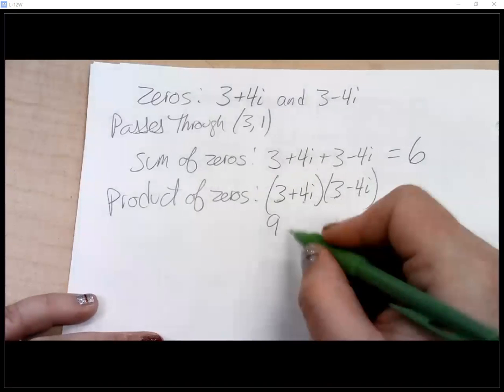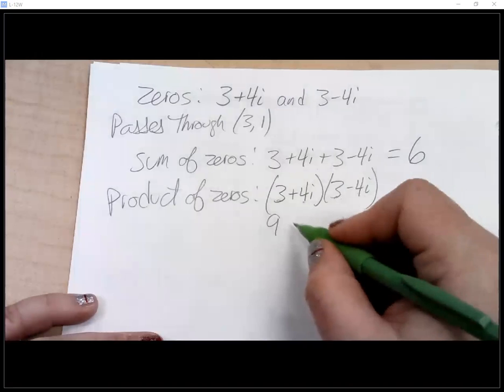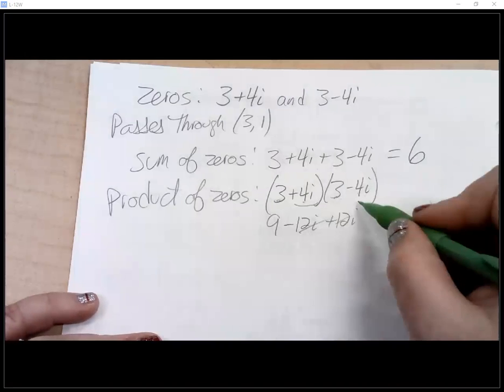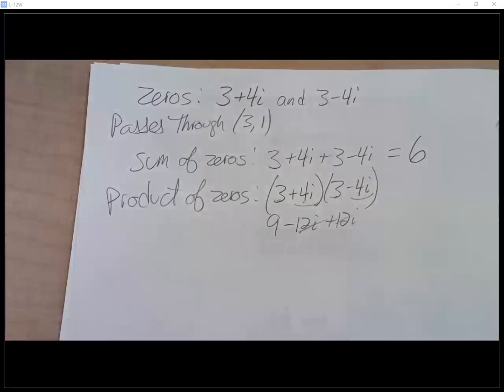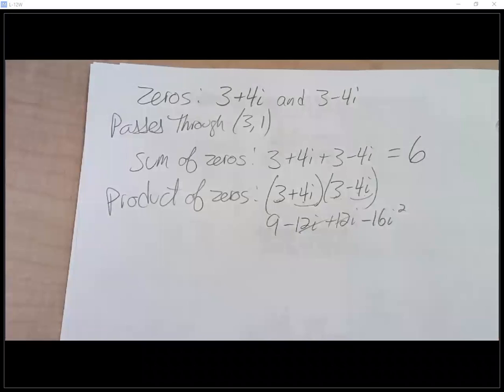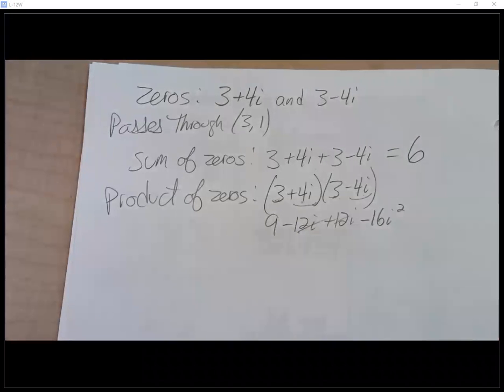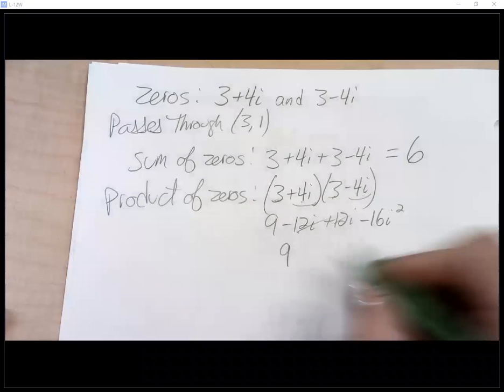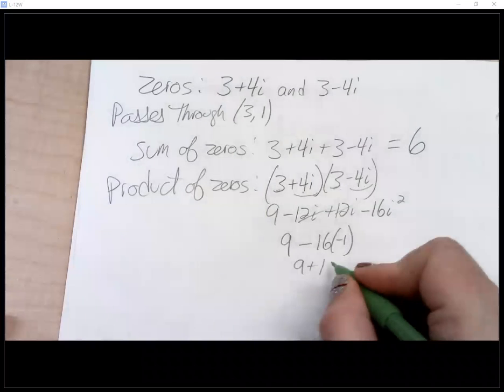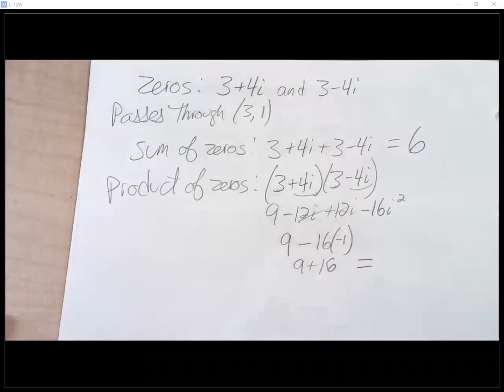So you could just skip over this step, but I'll write it out just so we have it. So I'd have a minus 12i and a plus 12i, which are going to cancel each other. But what is positive 4i times negative 4i? Go ahead, DJ. Yeah, so at first it's negative 16i squared, right? But what's i squared? Negative 1. Anytime you have an i squared, you need to remember that that's really just negative 1. So what you have is 9 minus 16 times negative 1. So I end up with 9 plus 16. And that's how I end up with the product of my zeros as 25.